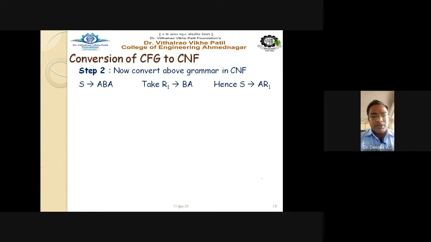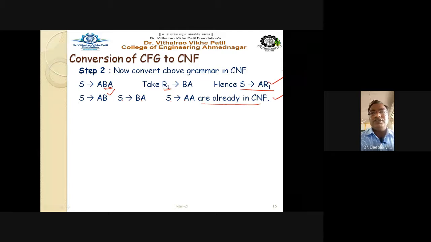So S gives ABA. Take R1 as BA, hence S becomes AR1. For this, just introduce R1 as a new non-terminal here. So your rule becomes S gives AR1. Then S gives AB, S gives B, and S gives A are already in CNF. Non-terminal gives non-terminal non-terminal, okay, they are already in CNF. This is also in CNF.